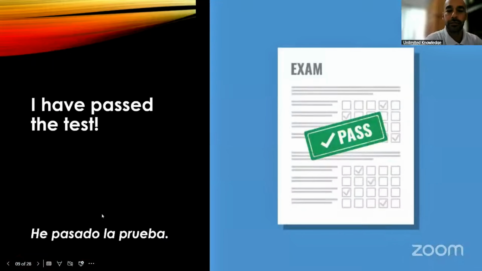So let's have a look at some examples of present perfect. So the first one we have here is I have passed the test. So the action started maybe in the morning or maybe last week, and you have just received your results today. So it has a connection with the present, an action that started in the past but has a connection with the present.